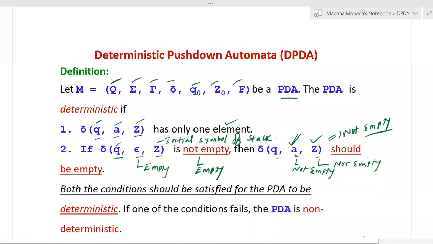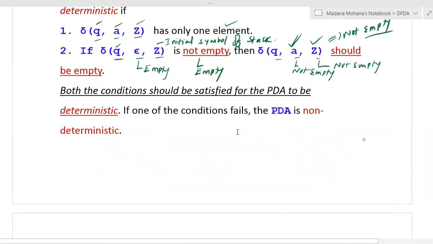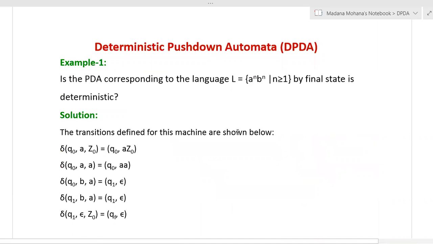Then delta of Q, A, Z is not empty. That means it contains one element. So both conditions need to be satisfied by any PDA. Then we can say that the PDA is called a deterministic pushdown automata. Now let us see one example problem, then you will get a clear idea.